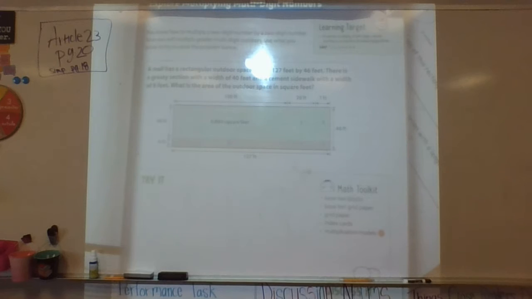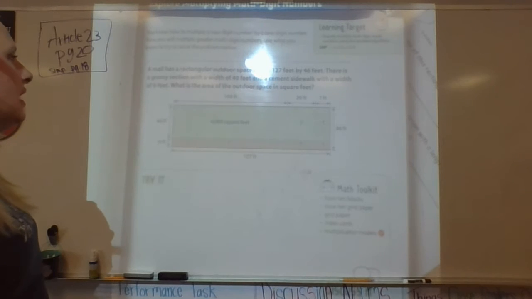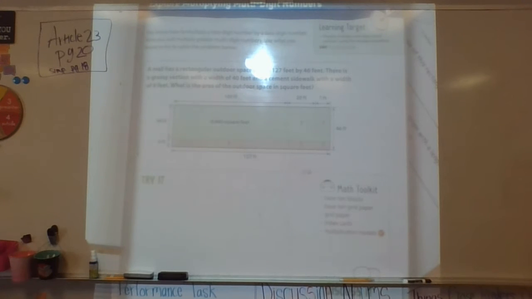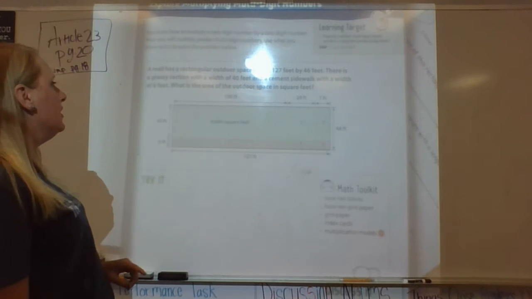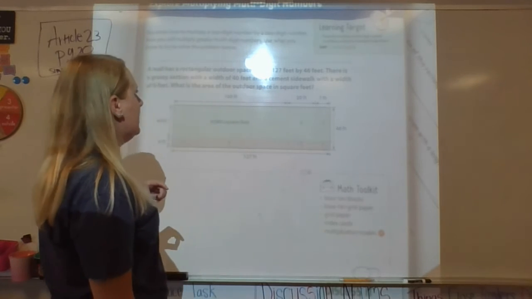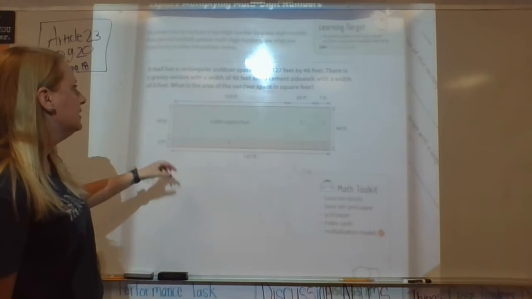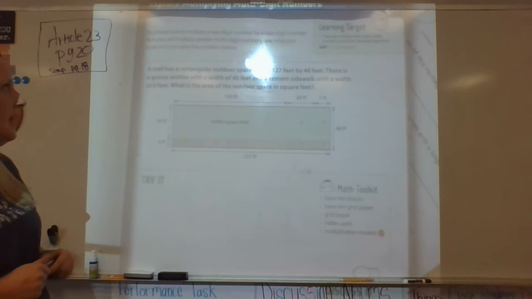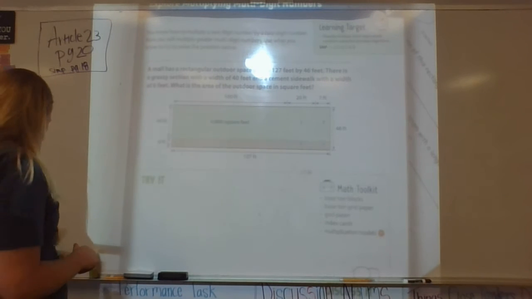All right, so a mall has a rectangular outdoor space that is 127 feet by 46 feet. There is a grassy section, that's the green, with a width of 40 feet and a cement sidewalk with a width of 6 feet. What is the area of the outdoor space in square feet?